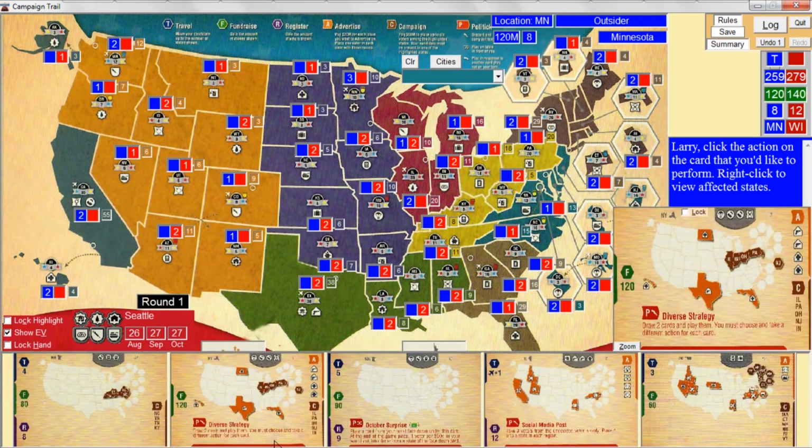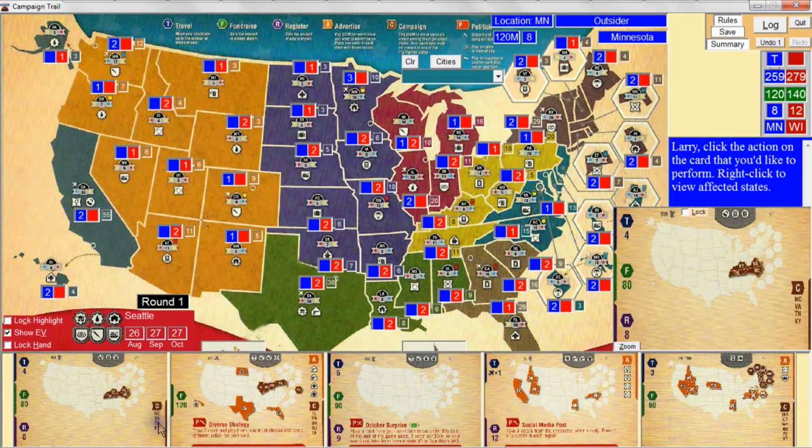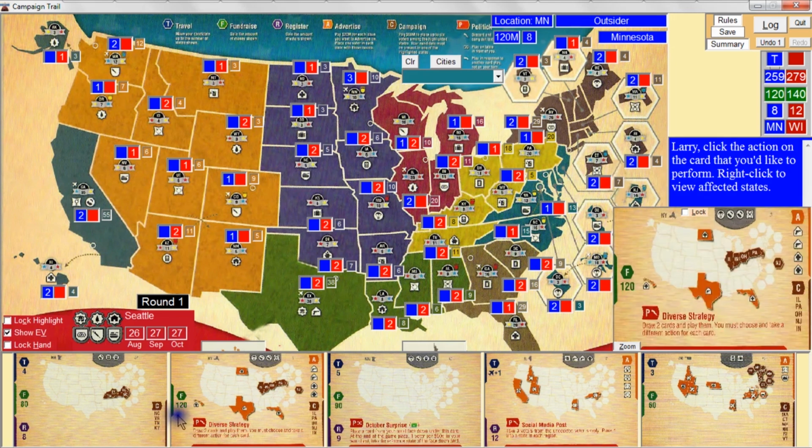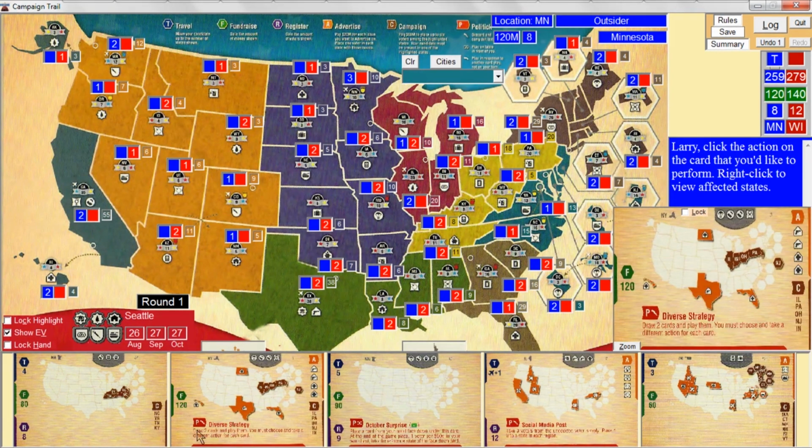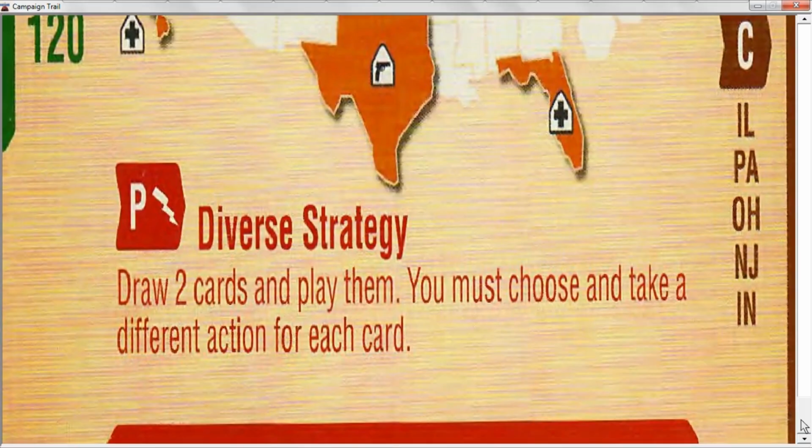Let's look at my cards. Well, I know, as I said earlier, I can't use this card to play a campaign action because I'm not in any one of the listed states. I have 3 different cards that have Politick Actions on them. I'm going to choose this card. This second card in my hand, Diverse Strategy. Again, it's an instant action politic card.